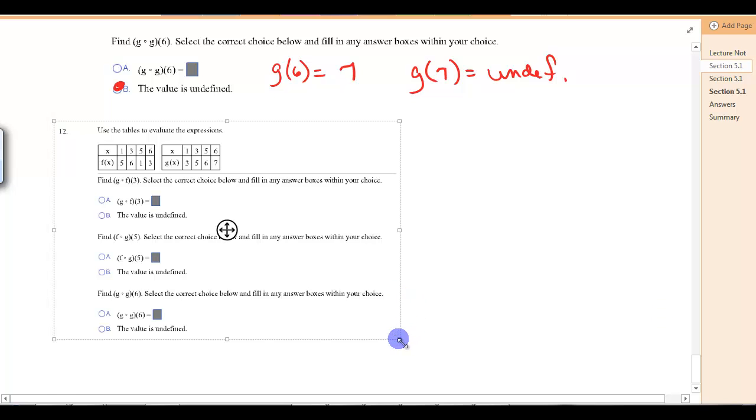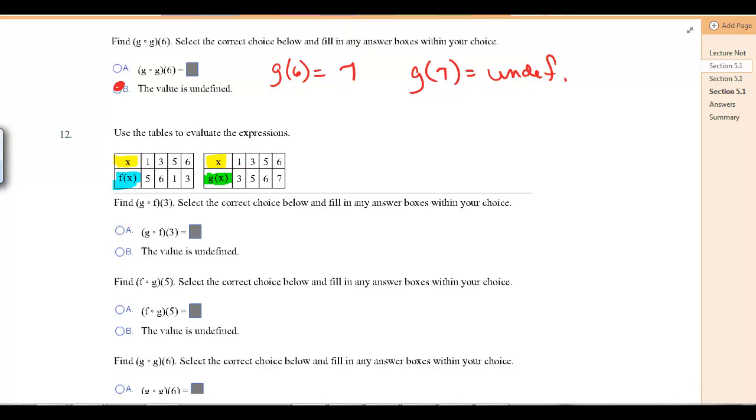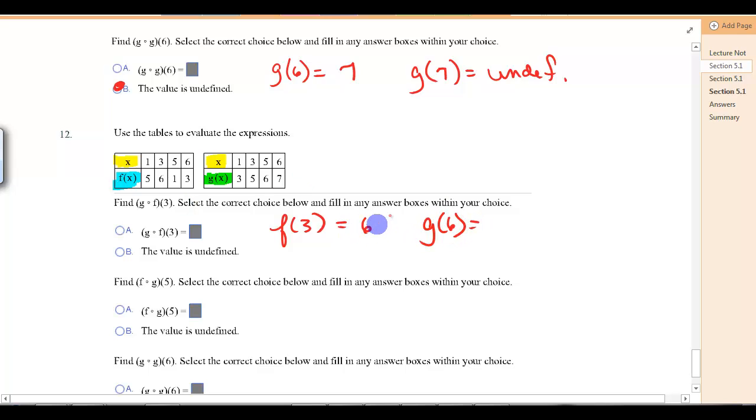And our last one is like that one. And we'll mark these again. All right. G of f of 3. That means we get f of 3. And f of 3 is 6. And then we do g of 6. Whatever you get here is going in the next one. G of 6 is 7.